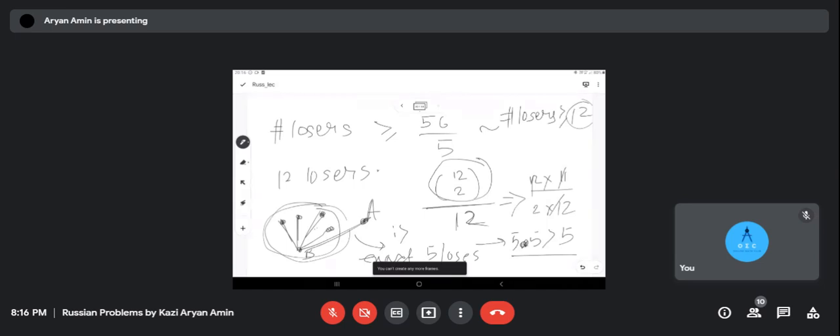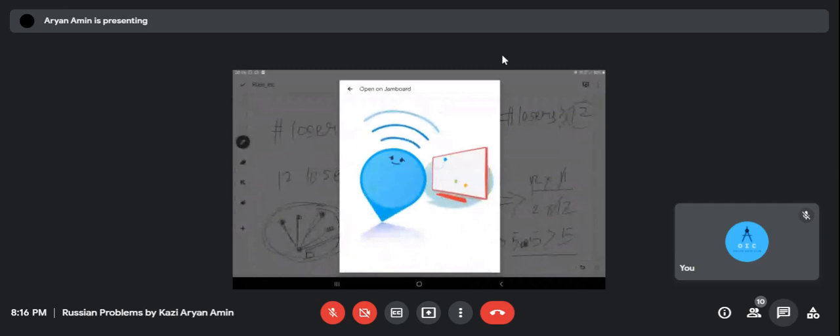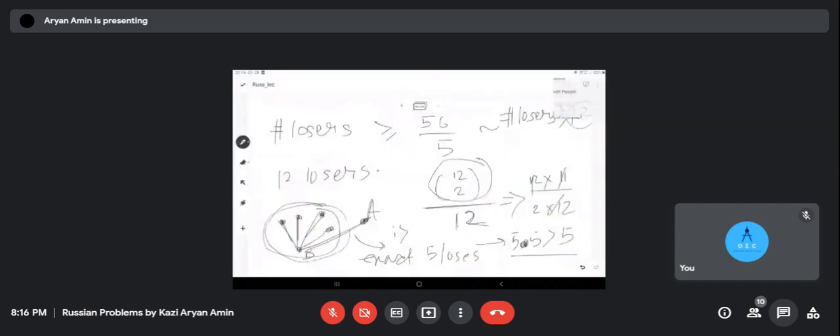Apparently, I cannot create any more frames. They'll just maybe make another one.